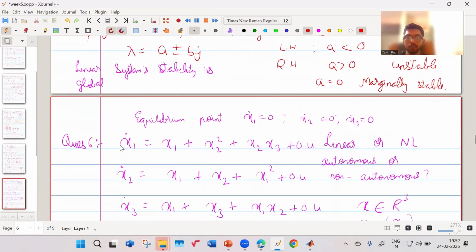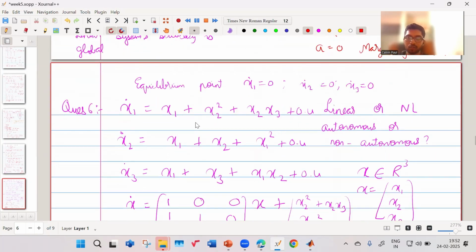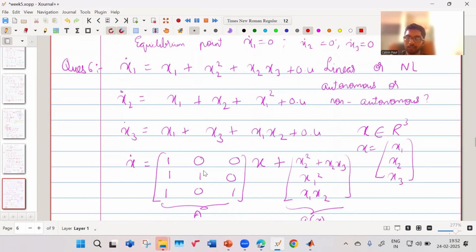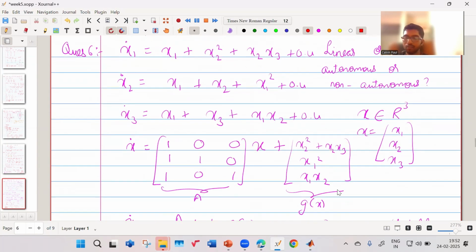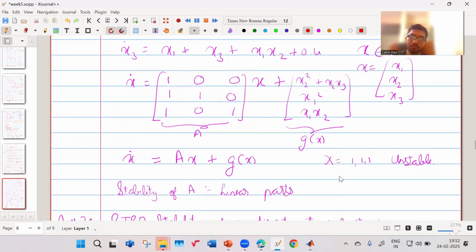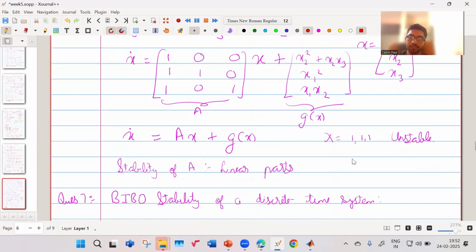Then what are the various equilibrium points of a nonlinear system? We decompose it into a linear part and a nonlinear part, and then we find the stability of A. Since all the eigenvalues are 1, 1, 1, it is an unstable system.